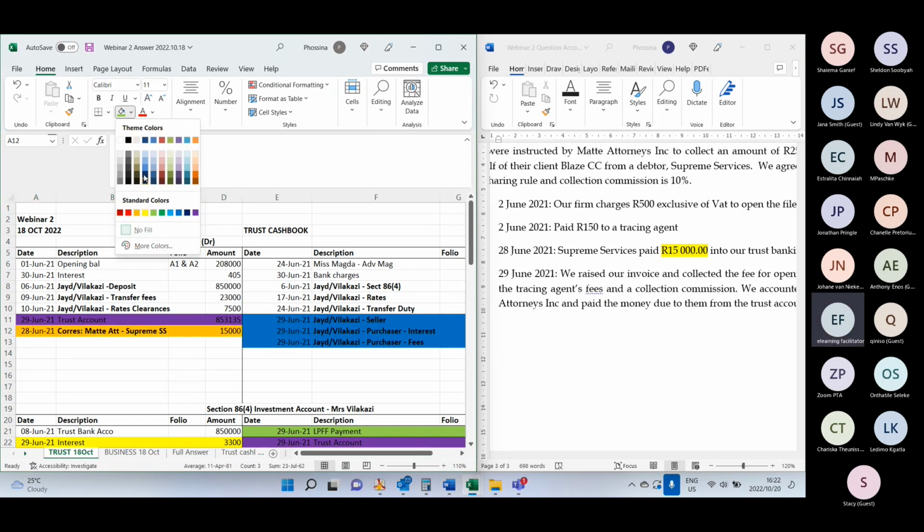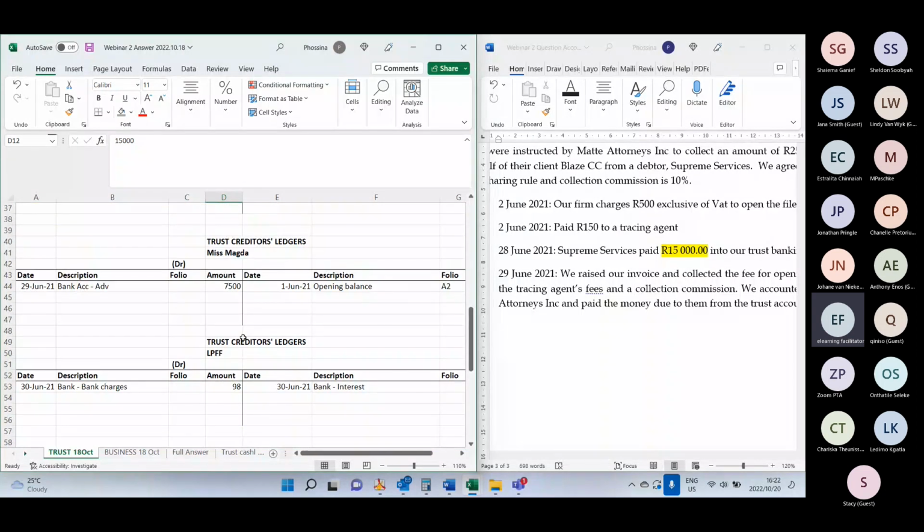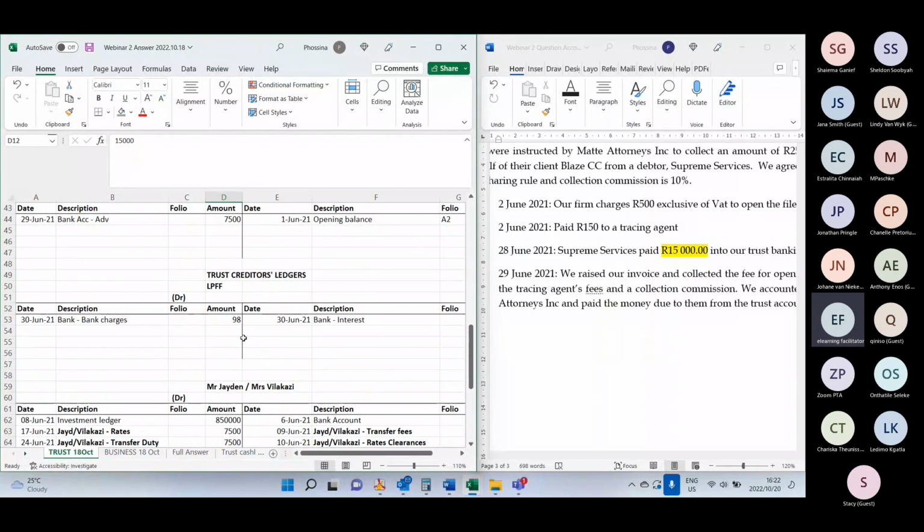I'm just trying to use another color. Okay, let's use that one. So this is the transaction, 15,000 has been received. In us receiving this money, it means we also do the double entry. So for us to do the double entry on our trust creditors, we need to create a ledger, because this is our trust creditor.